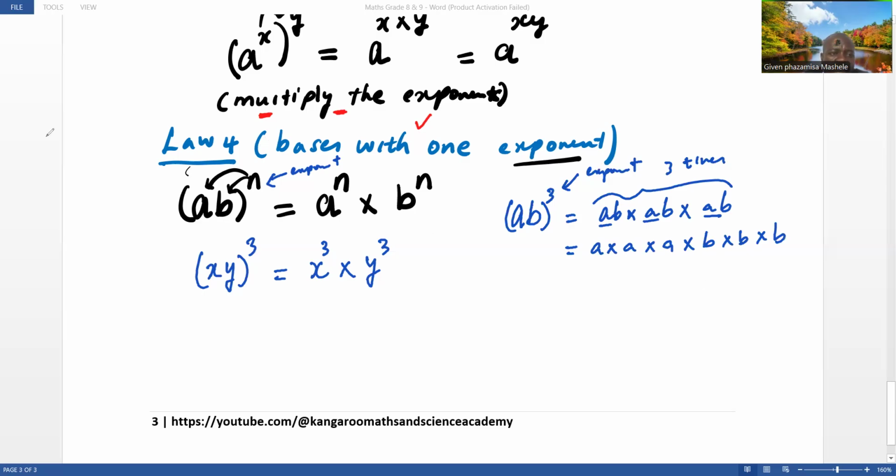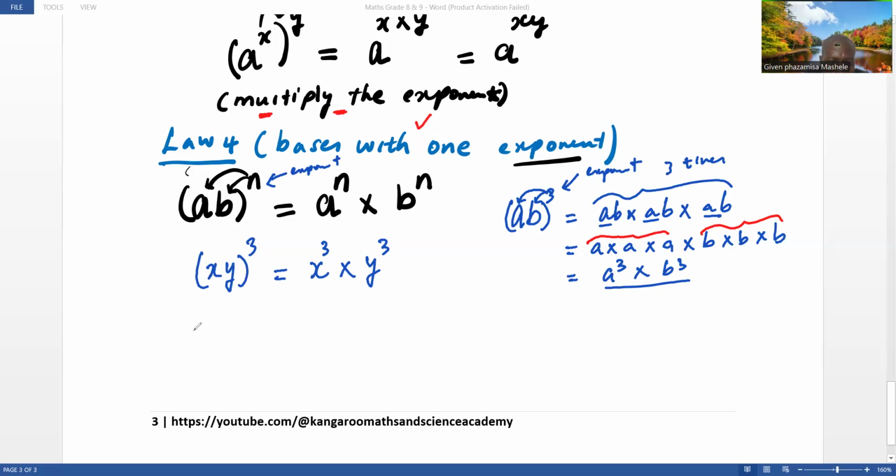So now I can group the a's alone and the b's alone. You see that this is the same as writing a 3 times and b 3 times, which is the same as just multiplying the exponent by 3. So from now on, we must know that once we have multiple bases that have the same exponent, we can just put the exponent on each base.